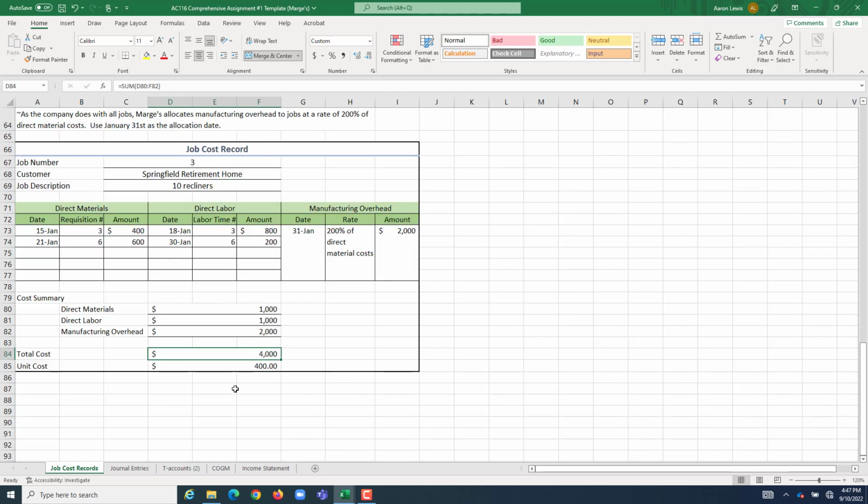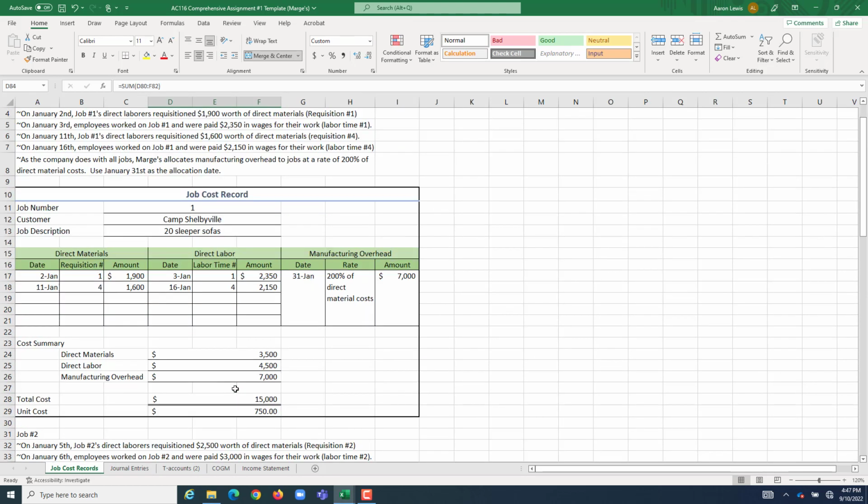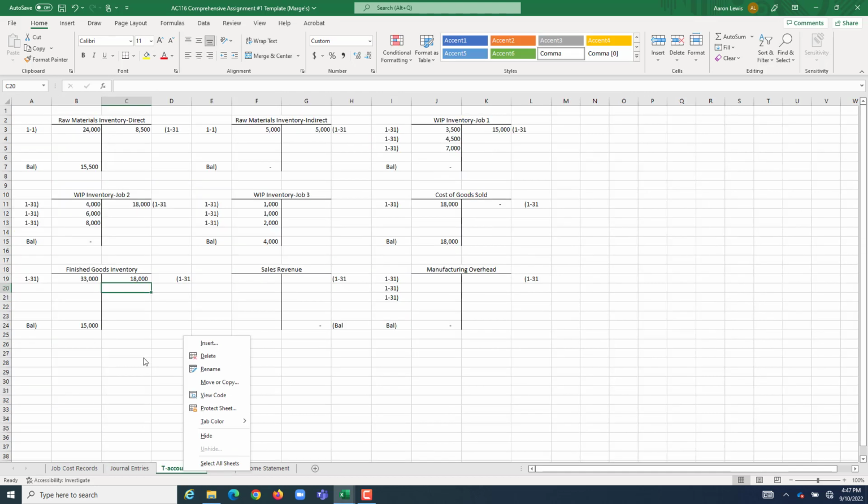Well, job number 1 is chilling in finished goods inventory at whatever its cost was, but we can find out what its cost was by going to our job cost record. Job number 1 cost $15,000, and that makes sense. Therefore, since that's the only job that's in finished goods, that would be the balance of that account. So we have our $15,000 balance to finished goods.